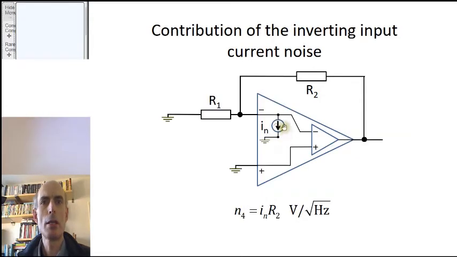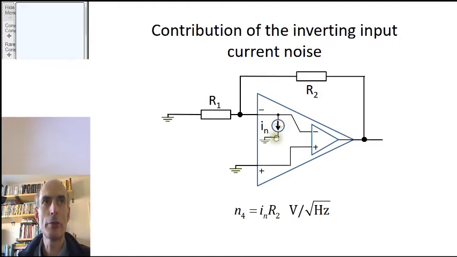However, the noise current associated with the inverting input does have an effect. How much of an effect? Well, first consider that the action of the op-amp is again going to be keeping its two inputs at the same voltage. The non-inverting input is at ground, so the inverting input is going to be at ground as well. That means there is no potential difference across R1, which means there is no current flowing through R1. So this noise current here must be flowing through R2. There's nowhere else it can come from if there's no current flowing through R1.